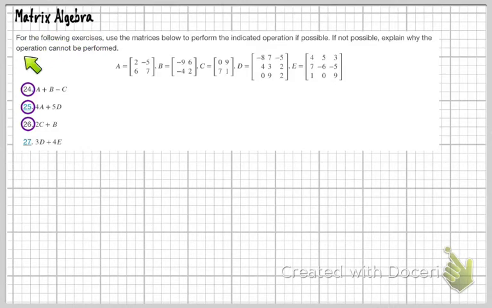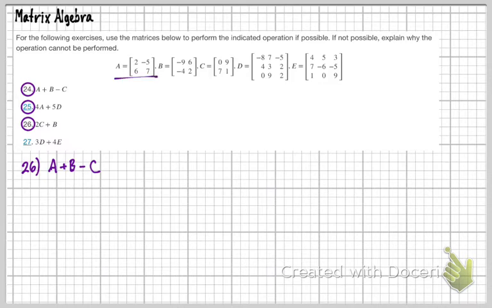Matrix Algebra. For the following exercises, use the matrices below to perform the indicated operation if possible. If not possible, explain why the operations cannot be performed. We're going to do numbers 24, 25, and 26. So for 26, it says A plus B minus C.